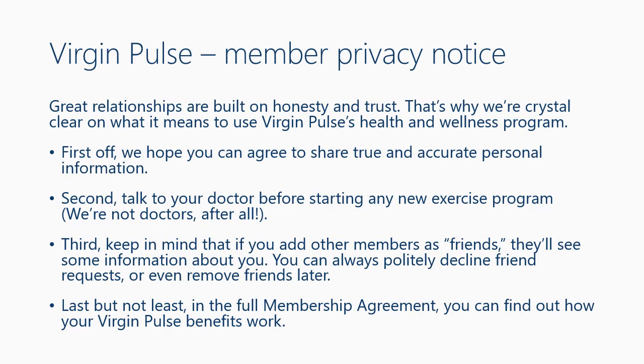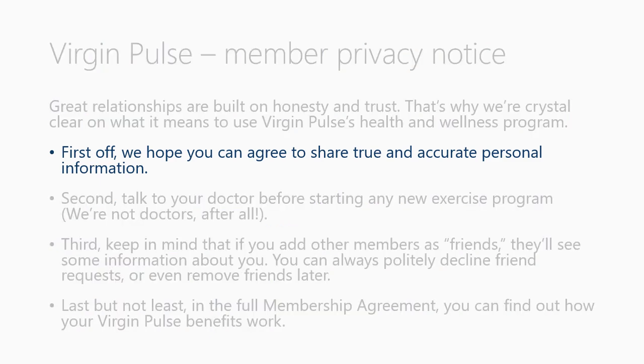This next example is from Virgin Pulse, an online health and wellness program. The very first line is a simple, concise statement. Great relationships are built on honesty and trust. Nothing too complex here, nothing that will confuse readers. They format the key points so important information stands out, and they try to connect with readers by using a style that is less formal than a typical list of rules. Like this sentence, which feels like they're having a casual conversation.